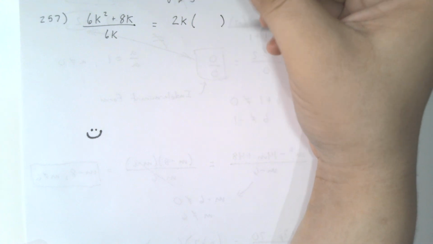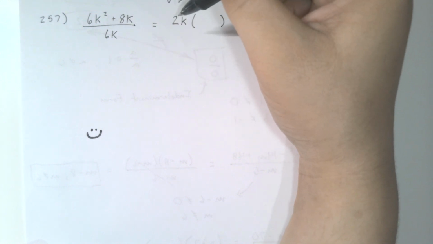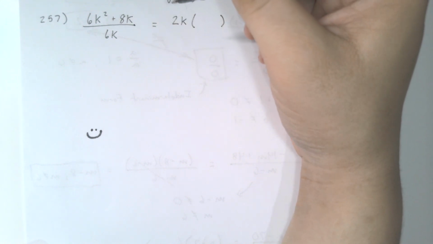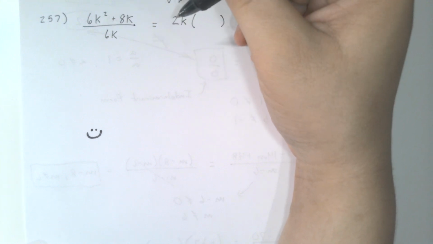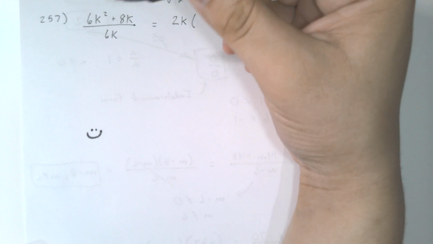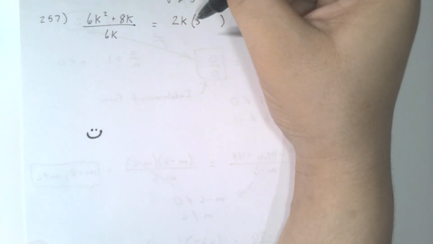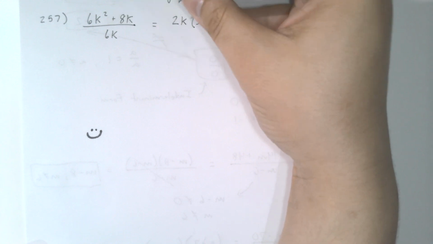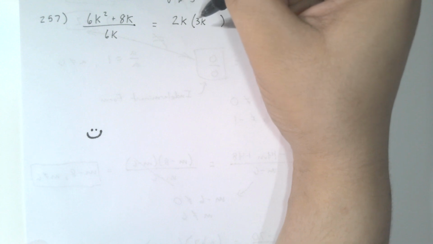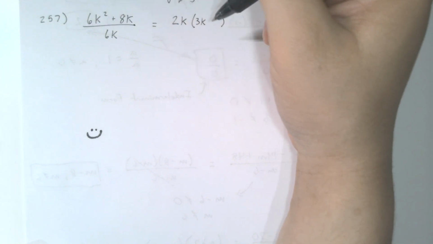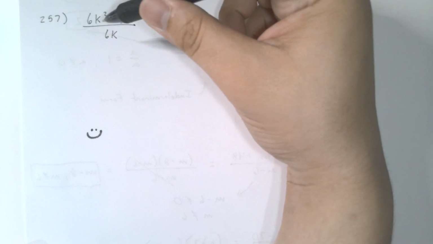And so we've got to find 2k times what gives us this again. 2k times what gives us 6k squared? 2 times what gives us 6? That's a 3. And then k times what gives us k squared? That's going to be a k. Let's see if that makes sense. We have 2 times 3 is 6. K times k is k squared. So 2k times 3k is 6k squared.